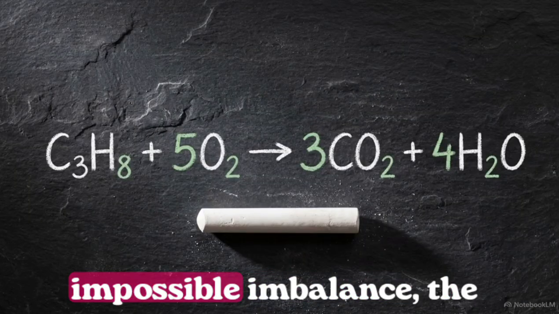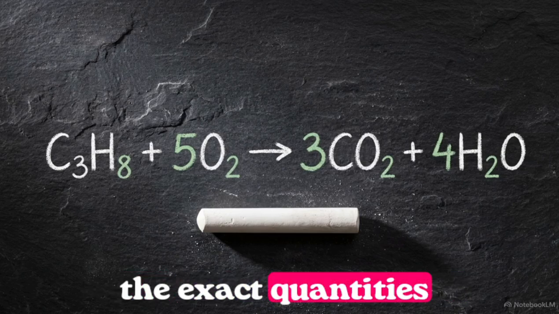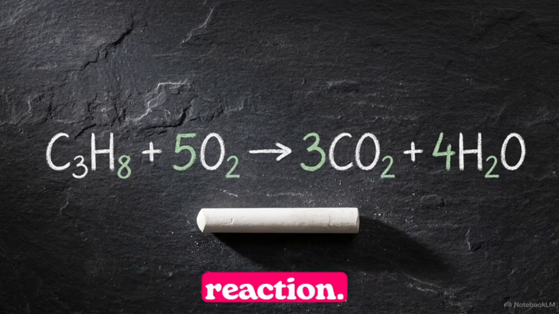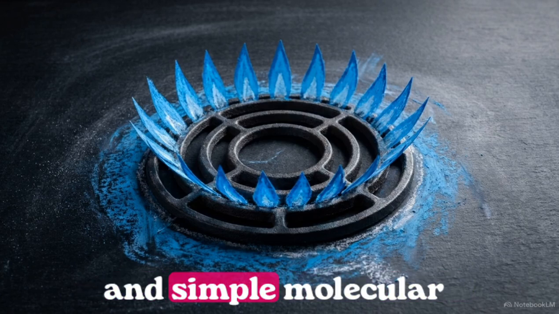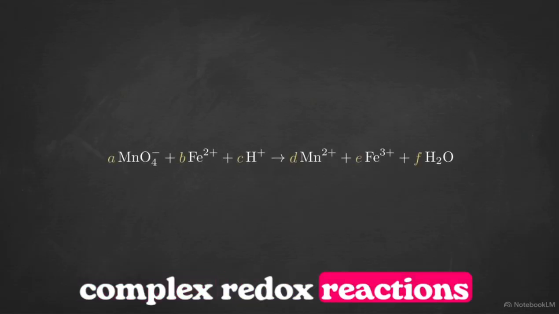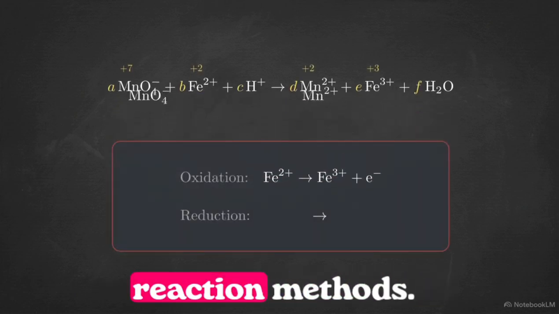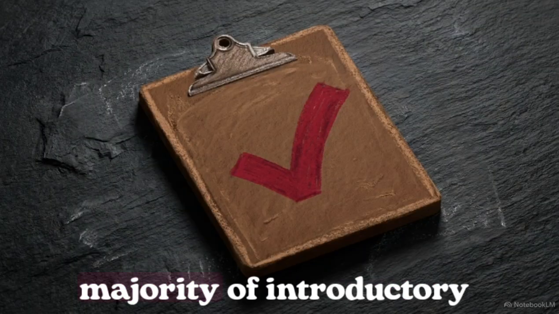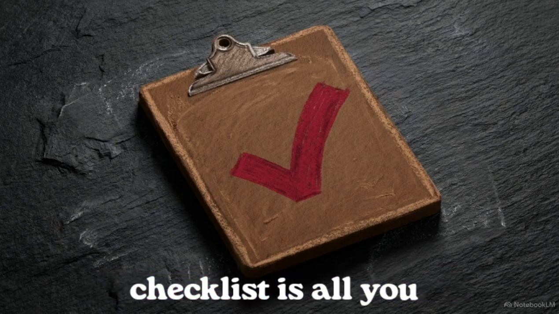Starting from an impossible imbalance, the hit and trial method successfully mapped out the exact quantities required to execute this reaction. This straightforward approach works perfectly for standard combustion and simple molecular reactions. If you encounter highly complex redox reactions or ionic equations, you will need to scale up to algebraic or half-reaction methods. But for the vast majority of introductory problems, this 5-step checklist is all you need.